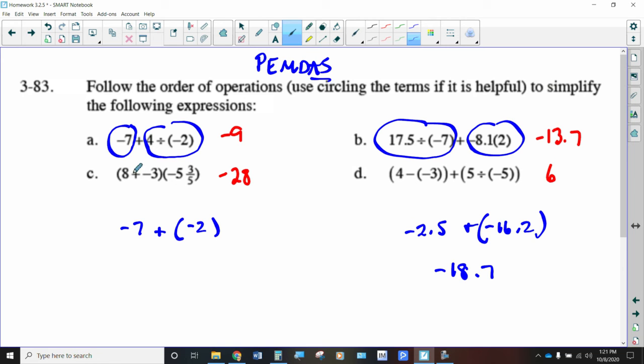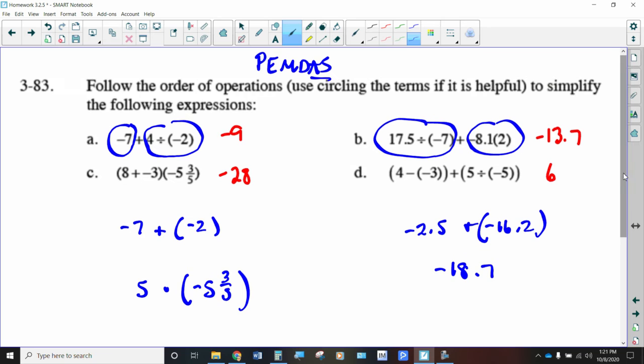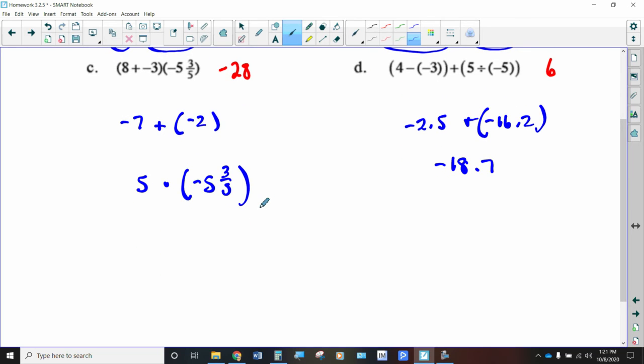All right, here you have to do what's inside the parentheses first. So 8 plus a -3 gives you 5. And then when you multiply 5 times -5 3/5, we will have to change both of these into fractions and then multiply numerator times numerator and denominator times denominator, unless you understand that you could take 5 times -5 and then 5 times 3/5. That would actually work too, but let's not go there. Let's just do this. 5 over 1 times -28 over 5, and now you can cross cancel the 5s and you get -28 as your answer.